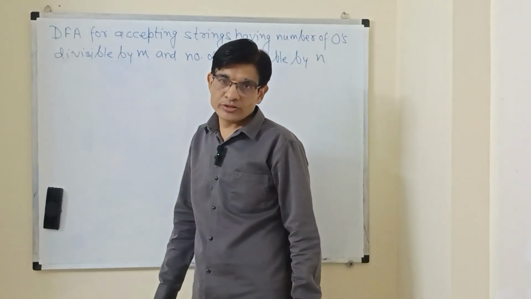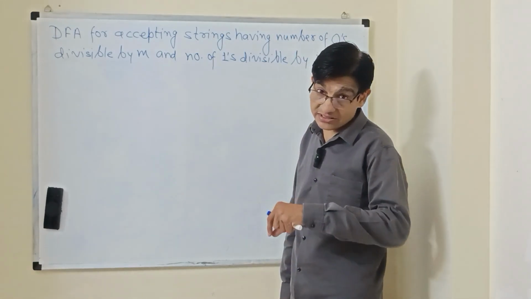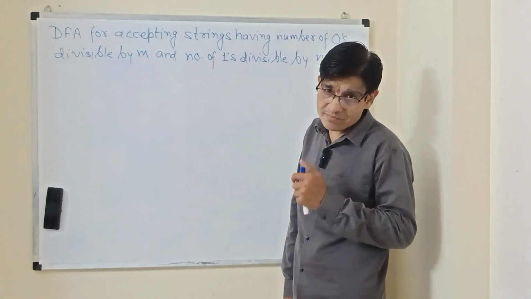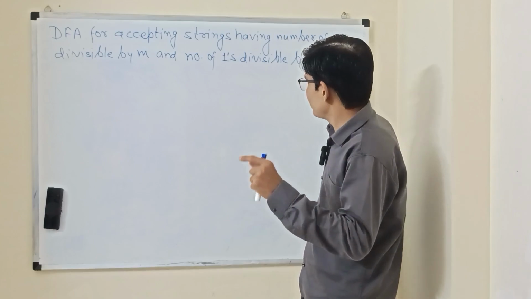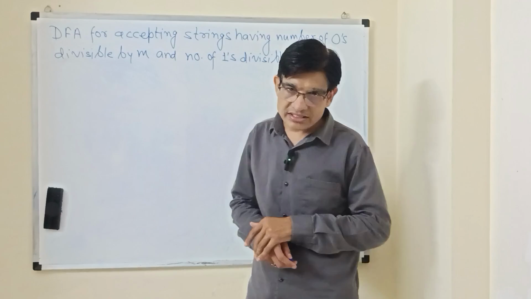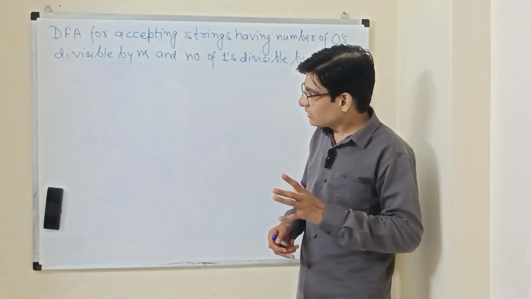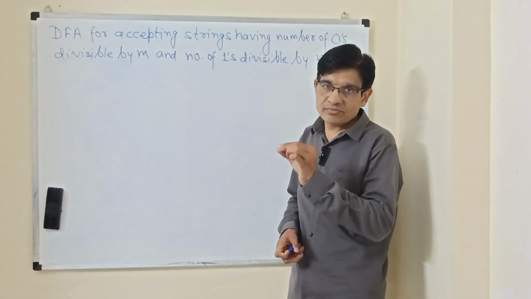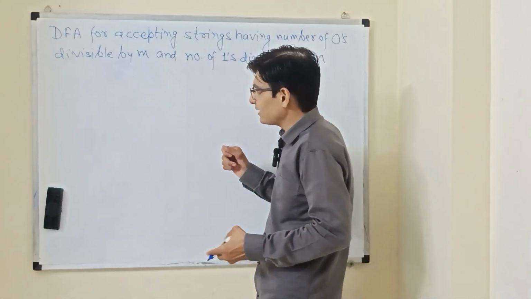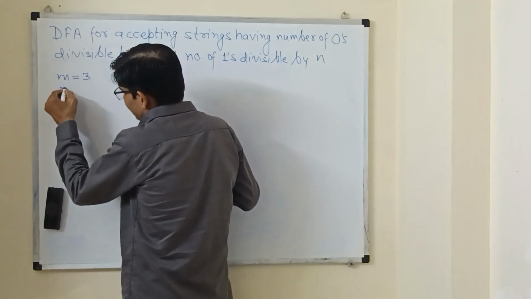So in this video, I'm going to discuss one general logic of creating machines for accepting strings having number of zeros divisible by a particular number m and number of ones divisible by any particular number n. For explanation purposes, I will take particular values of m and n, and then I will tell you the logic, and you can apply this same logic for any value of m and n. So I will take here m equals 3 and n equals 2.